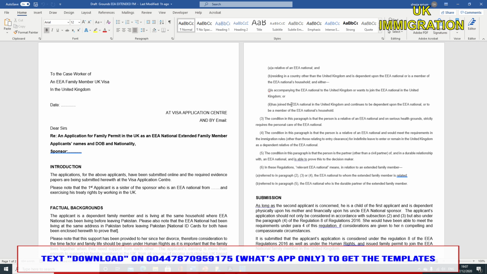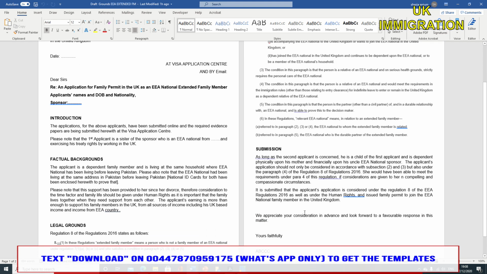और आप अपनी जब एप्लीकेशन करते हैं उसमें आप ये मेंशन कर सकते हैं कि आप अपने फैमिली मेंबर्स को ज्वाइन करेंगे within the next 6 months period of time. So either your sponsor is living in the UK or you are going to join or accompany your EEA national within the next 6 months time. Either way this will work out. Okay. उसके बाद ये आपके ग्राउंड हो गए हैं.